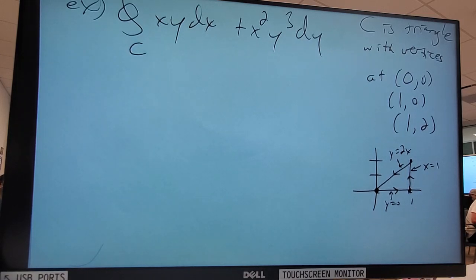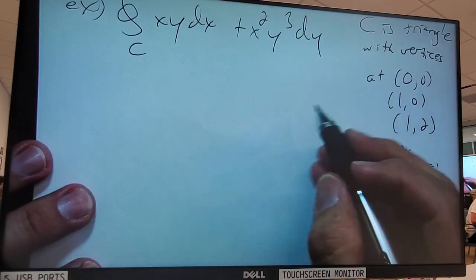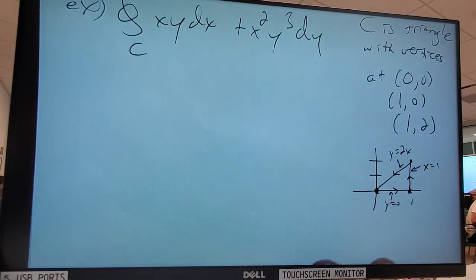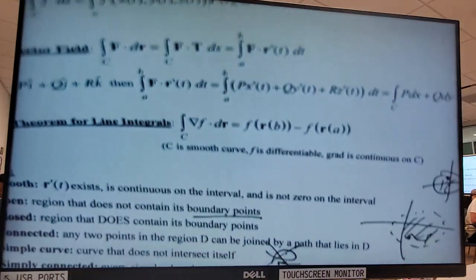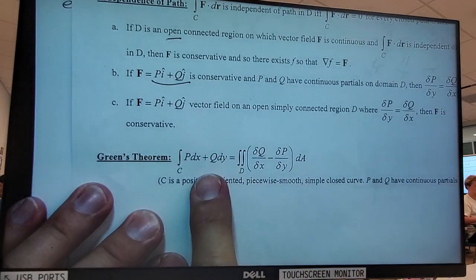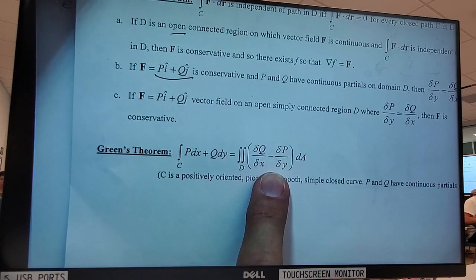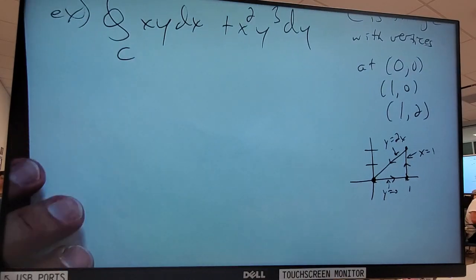So if I want to do this, I need to figure out, so let me remind you. And again, if I were you, I would have this sitting next to me quite often. Down at the bottom, I've put Green's theorem. So now you know the form. What is P?